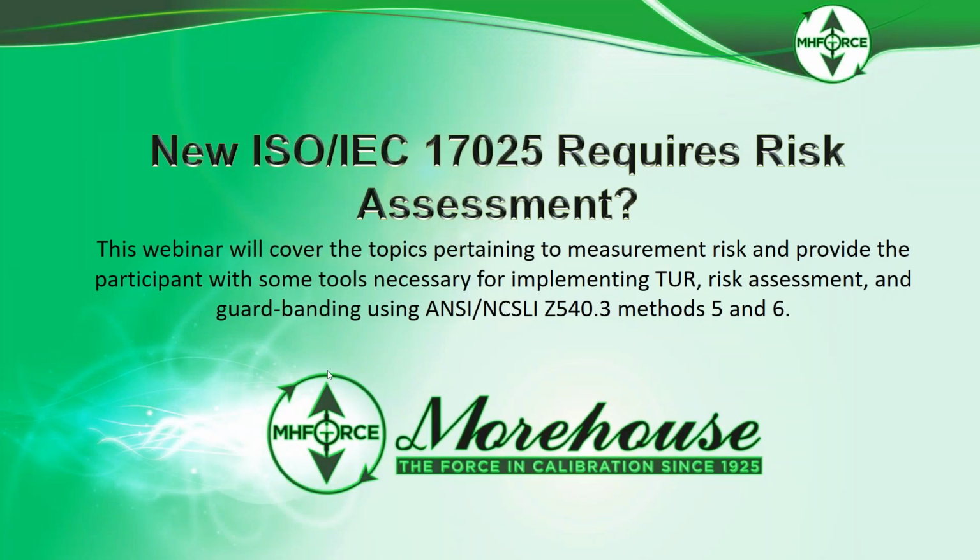This webinar is going to cover topics pertaining to measurement risk and provide the participant with some tools necessary for implementing TUR, risk assessment, and guard banding using ANSI, NCSLI, Z540.3 methods 5 and 6. There is an alternate method on the Excel spreadsheet that you can get after the webinar as well if you would like to use that method.